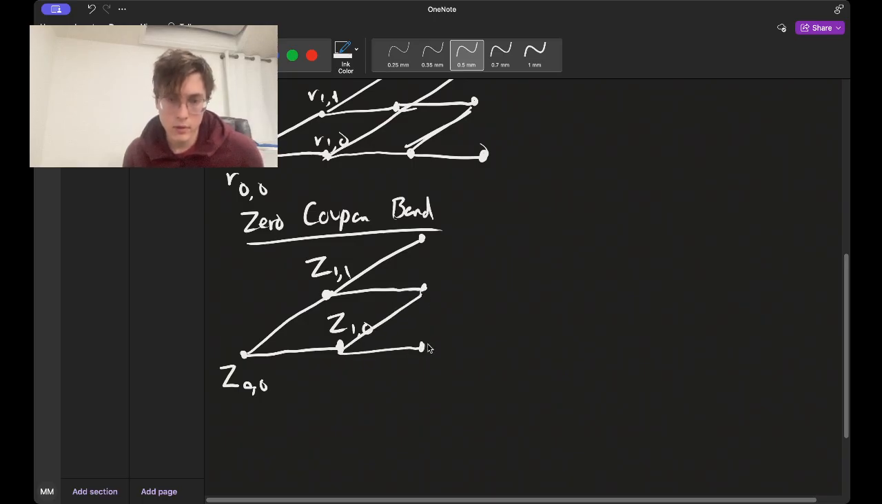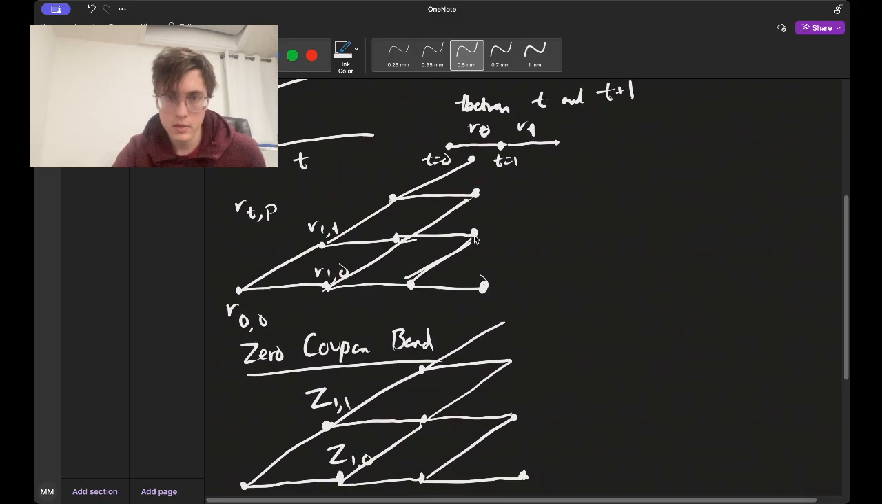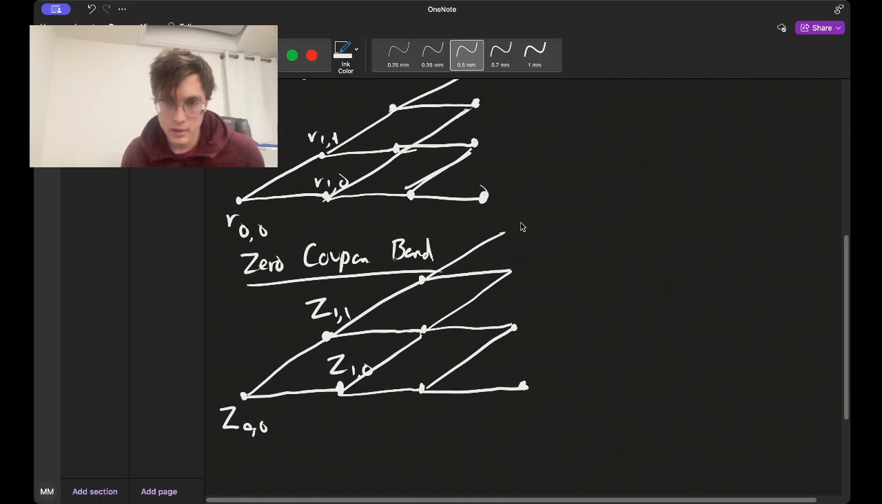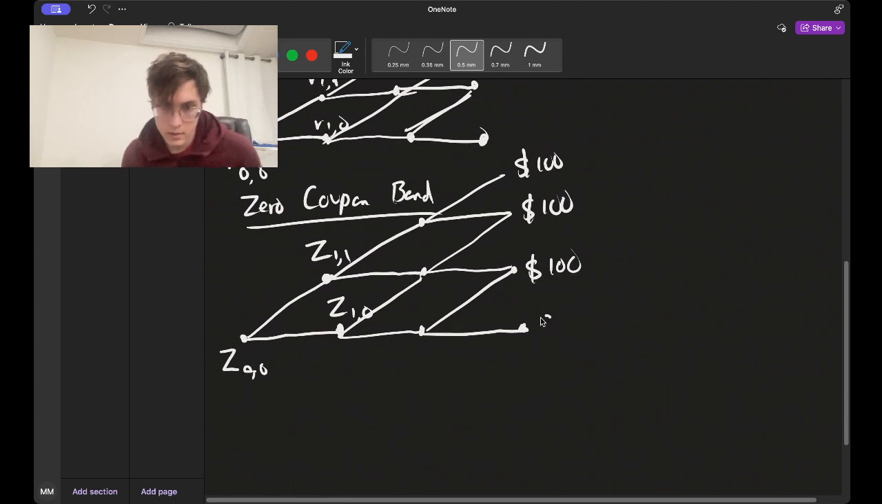So as we noted before, here I'm going to draw out an example. As we noted before, the price of this zero coupon bond at time equals T, or the maturity, is what it pays out, $100. So the payout, or the price of the zero coupon bond, is always $100 at the end, right? So knowing that, it's actually fairly easy to find out what the price of the zero coupon bond is here.